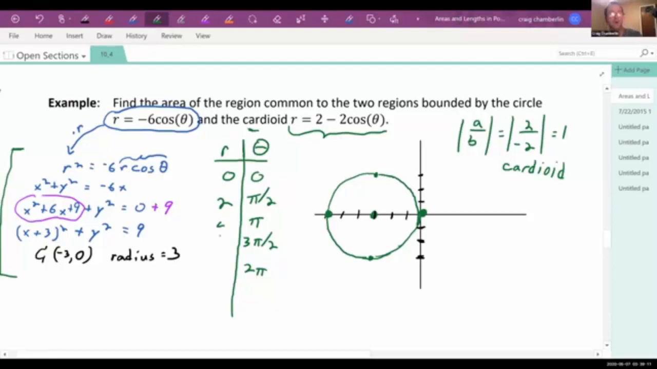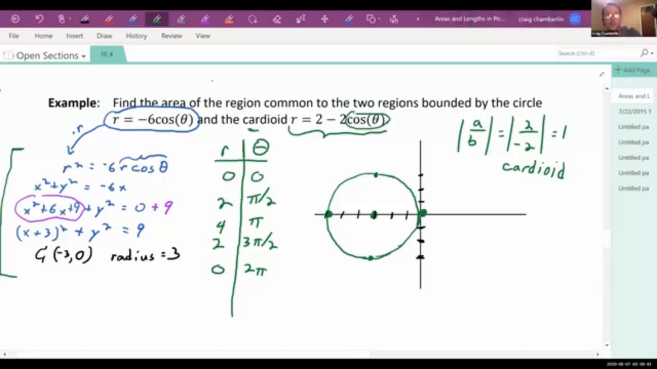Does everybody see why? If I plug in pi for theta, I'll actually have a 2 plus 2, because cosine of pi is -1. 2 minus 2 times -1 is going to be 2 plus 2, 4. And then if I plug in 3 pi over 2, that's going to bring me back to 2. Plug in 2 pi, that'll bring me back to r equals 0. Okay, and keep in mind, because it's cosine here, I know it's symmetric to the x-axis.